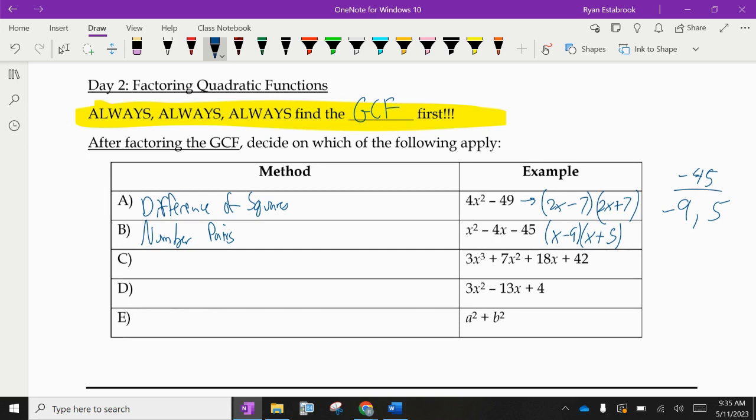Now letter C has 4 terms, so it's a little bit different. It's not a quadratic. There's 4 terms. What is this one called? Grouping. When there's 4 terms, we try grouping. There is no big GCF that goes into all 4 of them, but group the first 2 together, group the last 2 together.